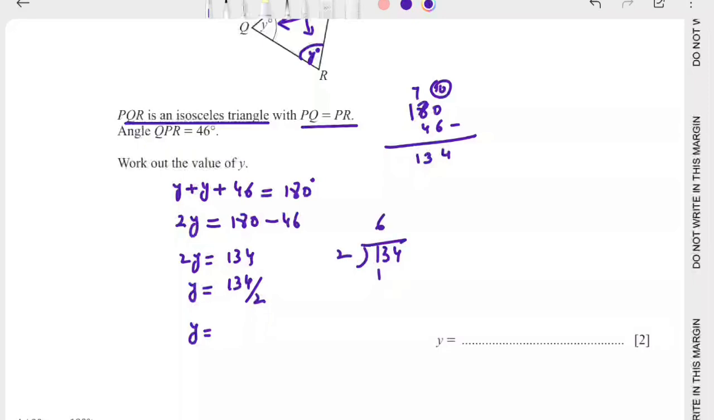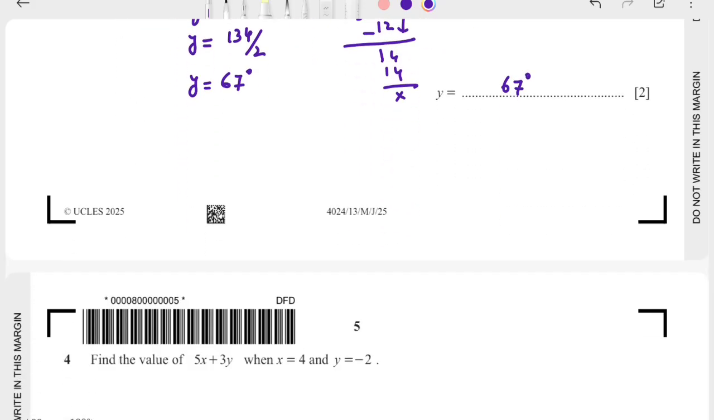2 sixes are 12. 1 would be the remainder. Then we drop 4, and 2 sevens are 14. So angle y would be 67. Next question.